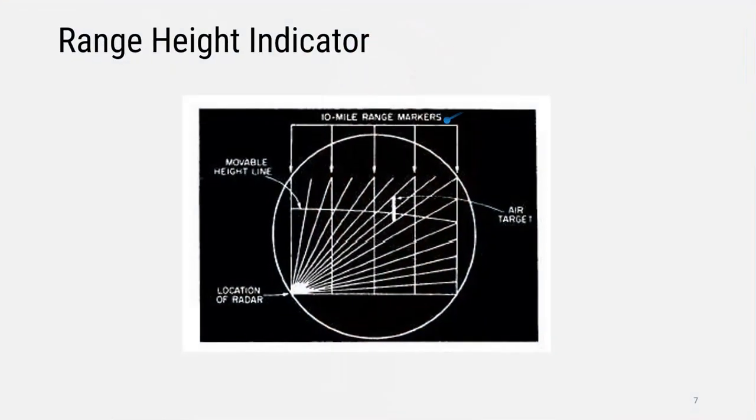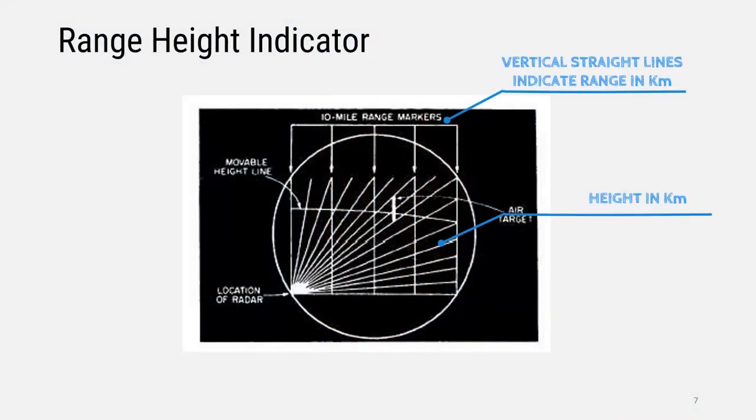When we come to the range height indicator, the representation is different compared to the plan position indicator. Whereas in the plan position indicator, we mainly utilize the F-scope display.